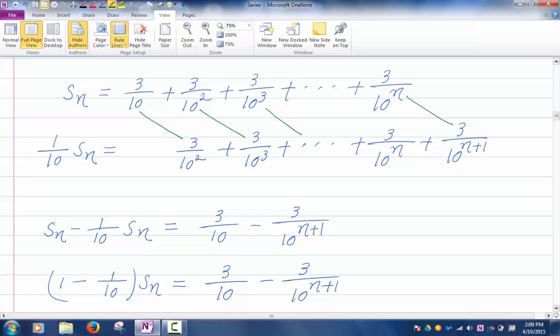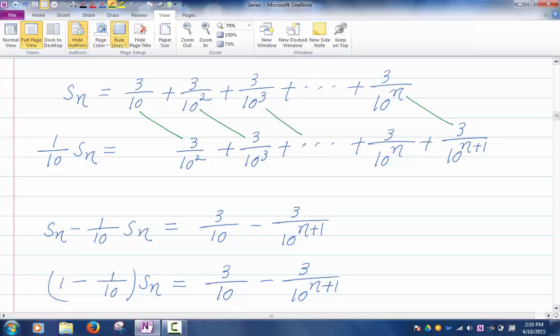Because all the terms in the middle, they will cancel out, right? 3 over 10 squared, 3 over 10 squared, 3 over 10 cubed, 3 over 10 cubed, right? They will all cancel out, right? All the way up to this guy, and then you're left with this one and this one. So I'm going to get 3/10 minus 3 over 10 to the n plus 1. Why minus? Because I'm subtracting, right?